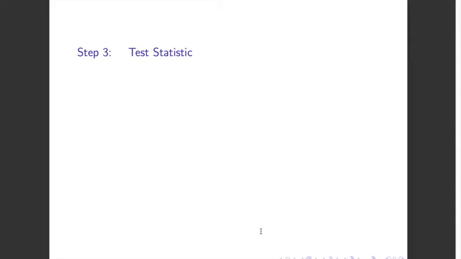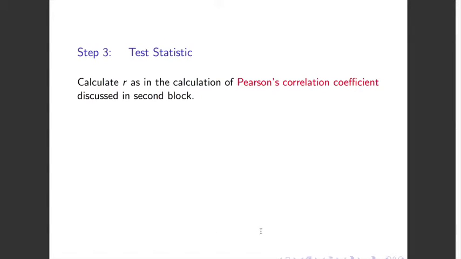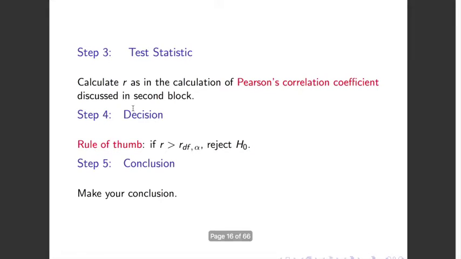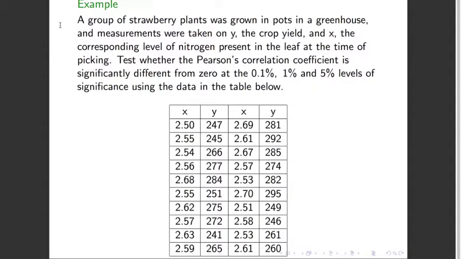Then the test statistic. We calculate R as our test statistic, and it's the calculation of the Pearson correlation coefficient that you did in the second block. But the formula will be given to you. Then we make our decision based on step 2, whether to reject or fail to reject H0, and make our conclusion based on it.